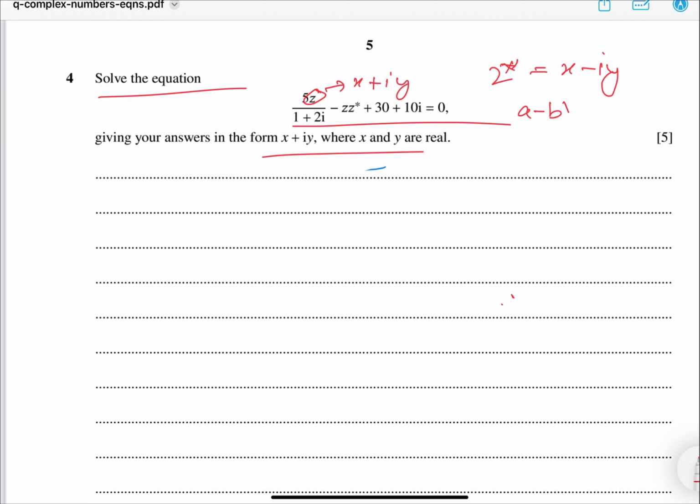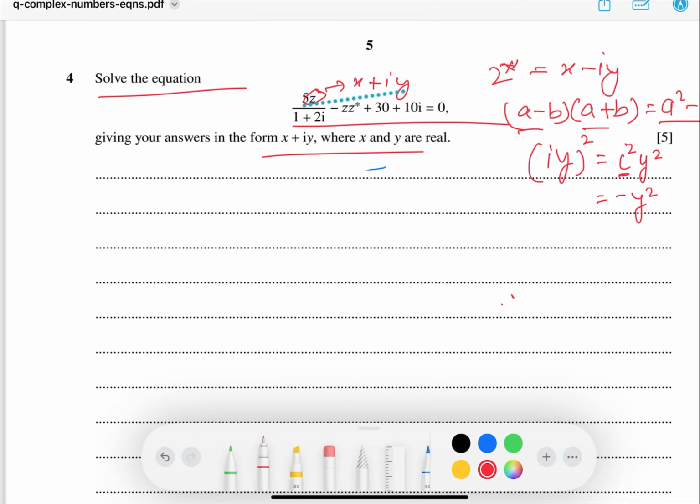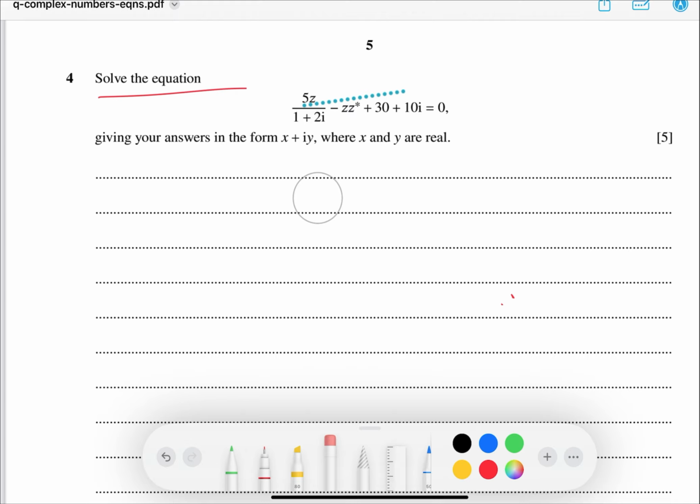You should remember this identity as well. (a minus b)(a plus b) equals a square minus b square. Very important for complex numbers. One more thing you should remember, that if I write (iy) square, that equals i square y square. i square is negative 1, so this will become negative y square. So these were the pre-quiz knowledge which you should have. Now let's solve the question.